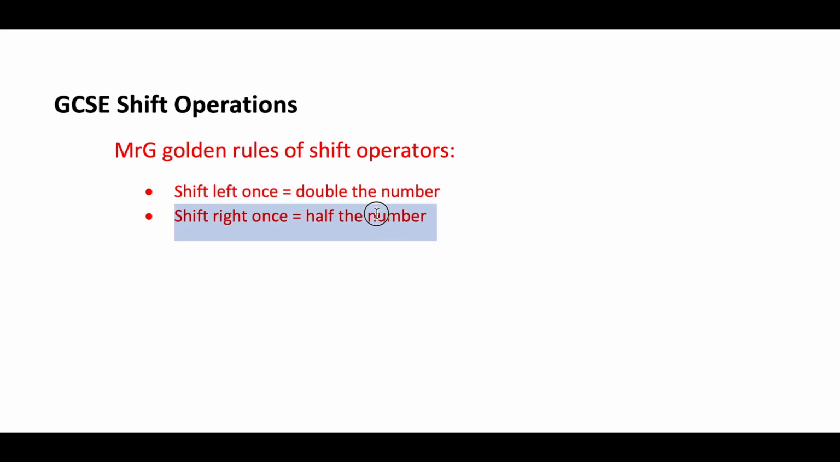When we perform a shift right once, this is the equivalent of halving the number. So if we shifted a binary number twice to the right, this will be the equivalent of halving the number and then halving it again, or taking a quarter of the number. So let's now look at some exam questions.